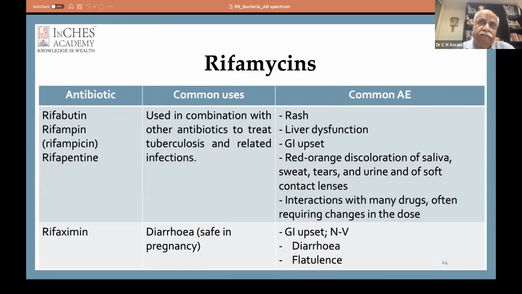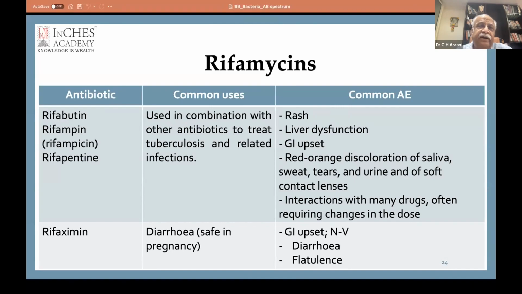Rifamycins now. Rifamycins can be divided into 2 categories. One is rifabutin, rifampin or rifampicin, and rifapentine, used in combination with other antibiotics or other drugs to treat tuberculosis and related mycobacterium infections. Common adverse effects are rash, liver dysfunction, GI upset.